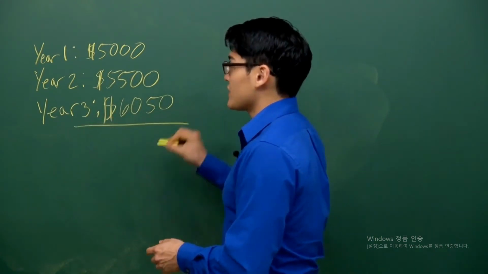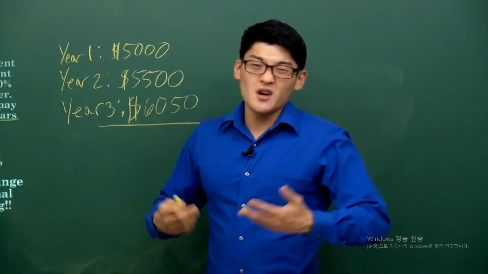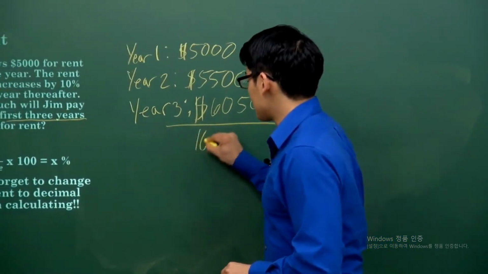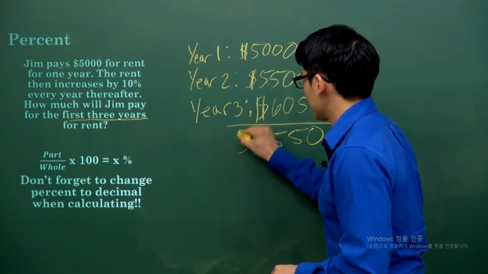Okay, well, we're asking for the total. How much will Jim pay for the first 3 years? We're just going to add that up, and it ends up being $16,550.